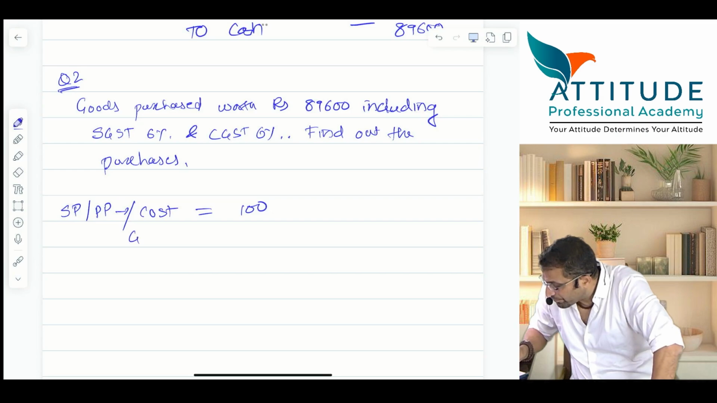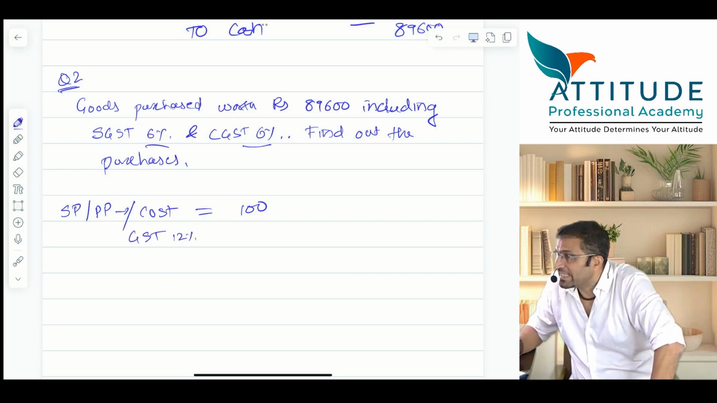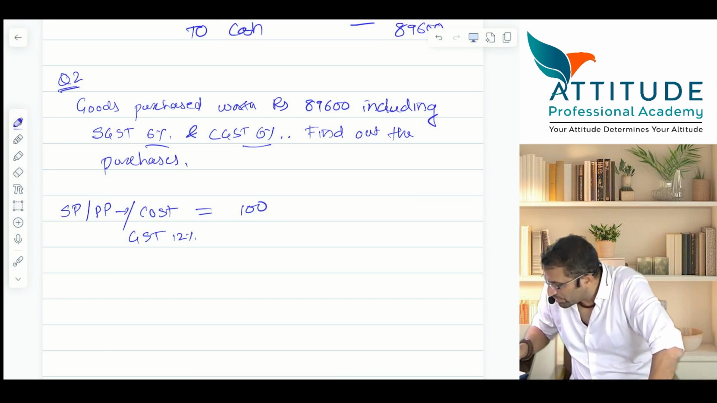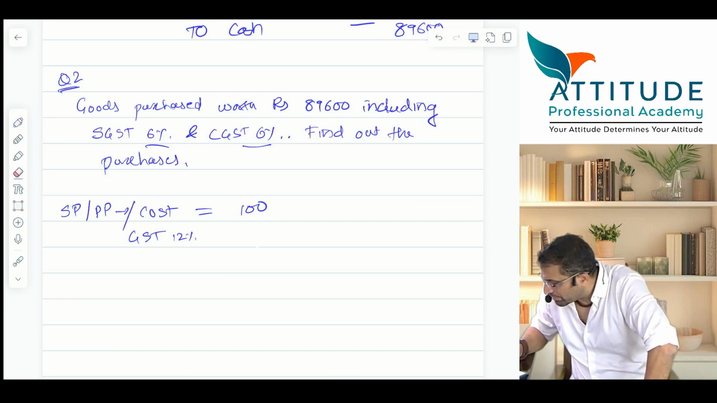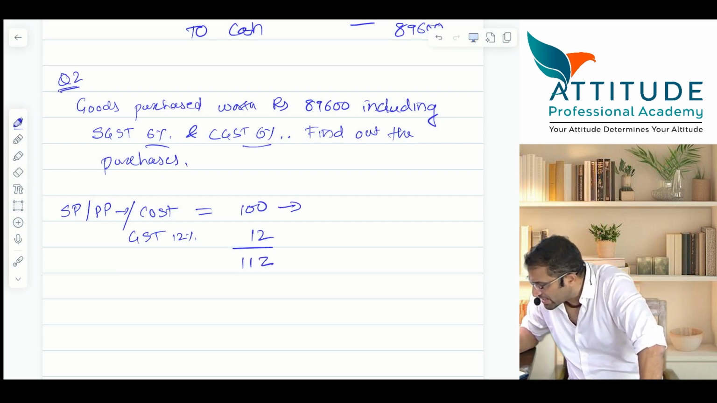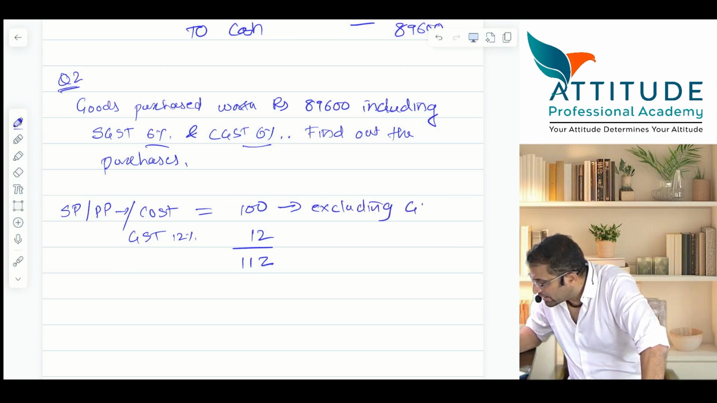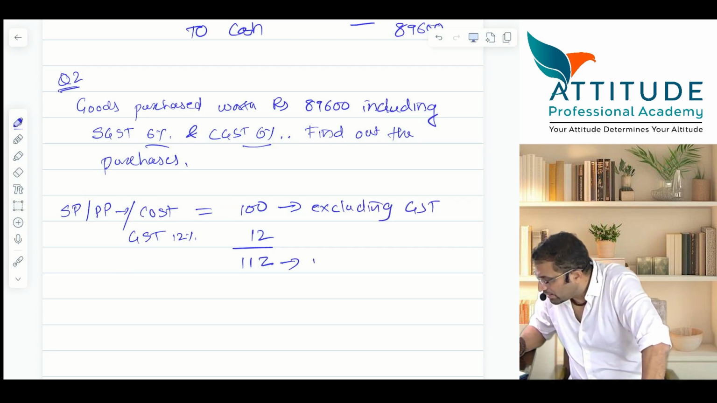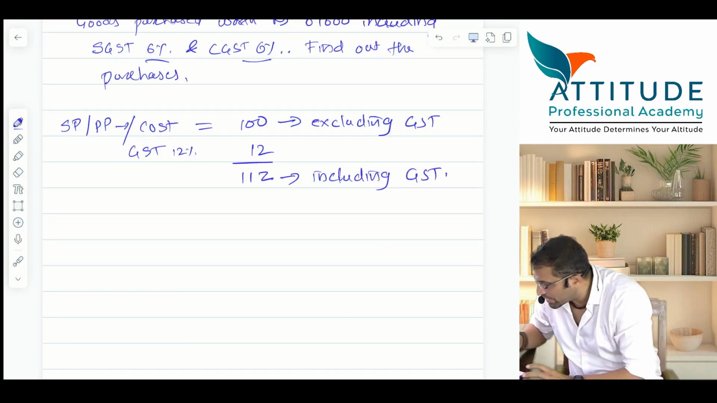GST is 12%, no? 6% and 6% is how much? So this is bifurcated, but I am taking 12. So how much is the total? 112. Now tell me, is this 100 including GST or excluding GST? This 100 is excluding GST. What about 112? Including GST.